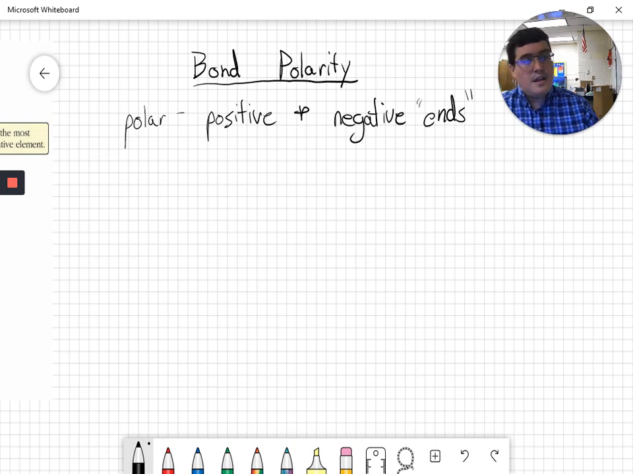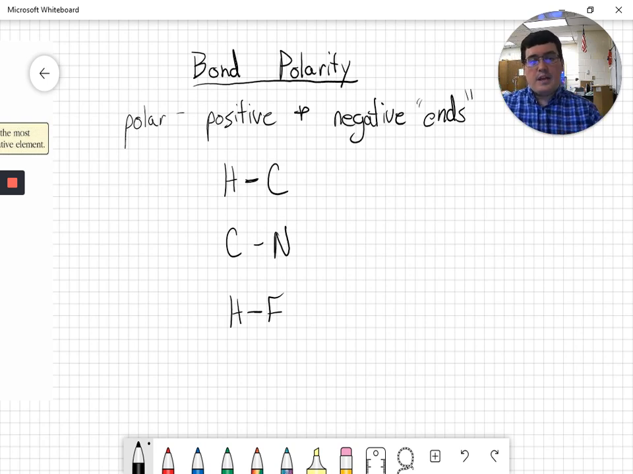And ends is going to be something really difficult for us to discuss and really difficult for us to nail down. For a bond, it's really easy to discuss, so that's why it's nice to talk about bond polarity first. So if we want to look at a bond like hydrogen and carbon, we can talk about the polarity in this bond. We can also talk about something like carbon and nitrogen. Those are really easy to compare. Or hydrogen and fluorine, right?